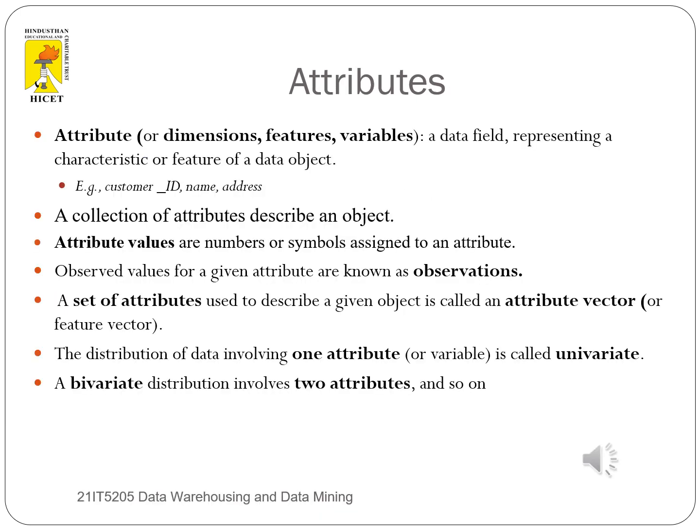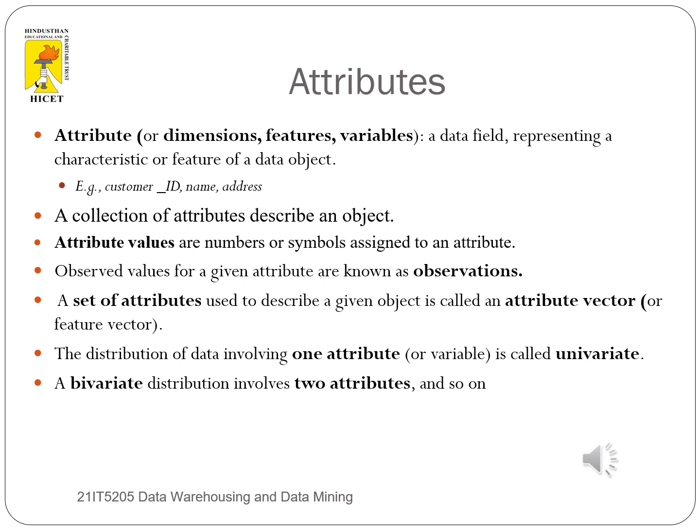Let us see what an attribute is. The other names for attributes are dimensions, features, or variables. To put it simply, an attribute represents a characteristic or feature of a data object. For example, in a customer table, the customer ID, name, and address can all be termed attributes. A collection of attributes describes an object, and attribute values are numbers or symbols assigned to an attribute. Observed values for a given attribute are also known as observations.